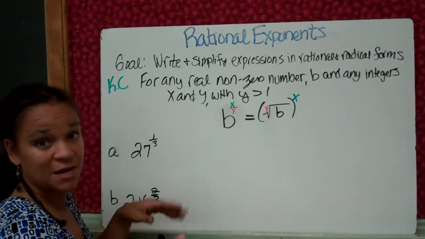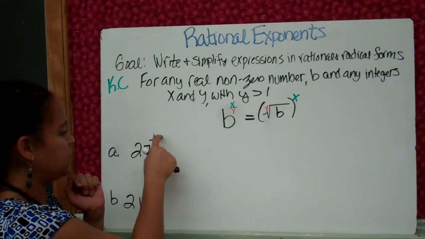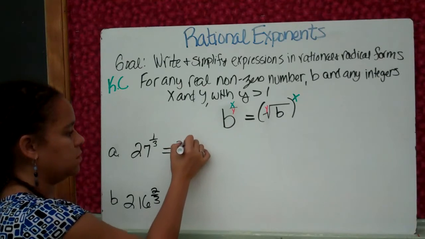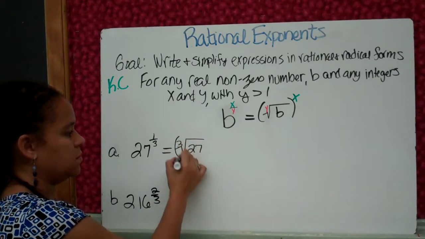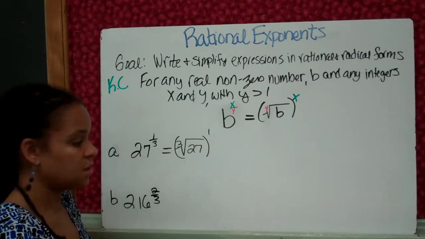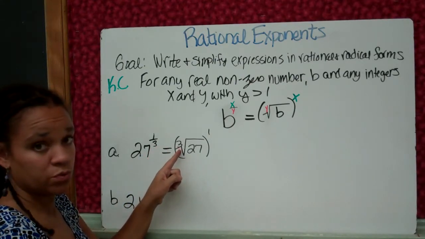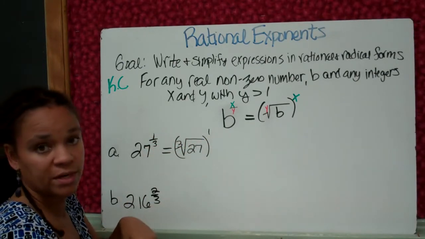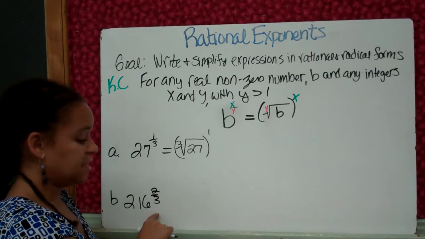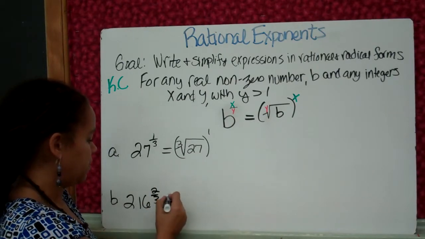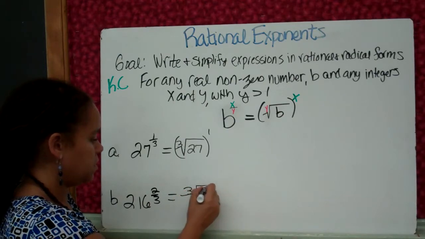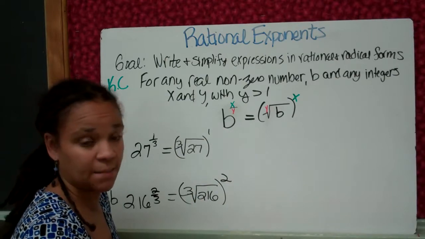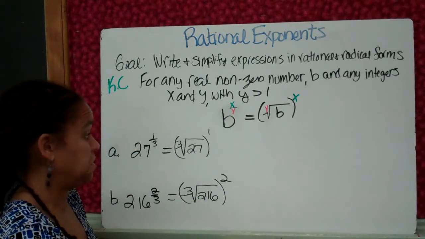Now let's look at it with numbers. If you have 27 to the 1/3, this can be written as the cube root of 27 to the power of 1. So my denominator becomes the root that we're taking, the index, and then the numerator becomes what we raise it to the power of. So 216 to the 2/3 power would turn into the cube root of 216, and we would raise that to the second power.